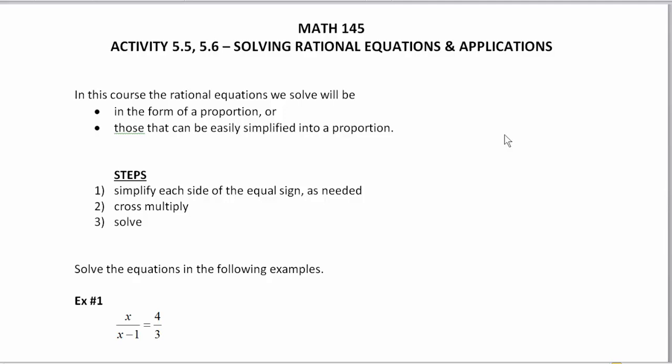The following handout can be found in Canvas. This activity, 5.5.6 part 2, is not in your book, but I did post this document in Canvas, so you can print this out and work alongside me.